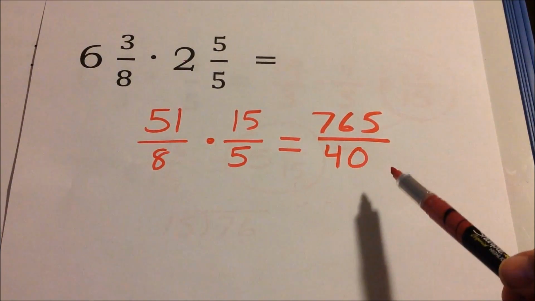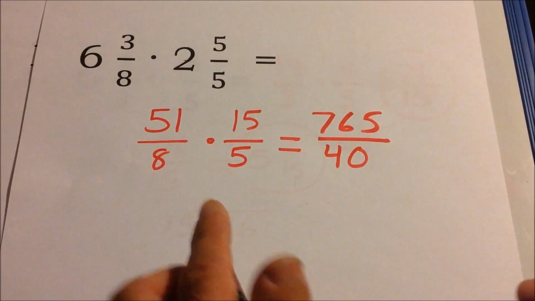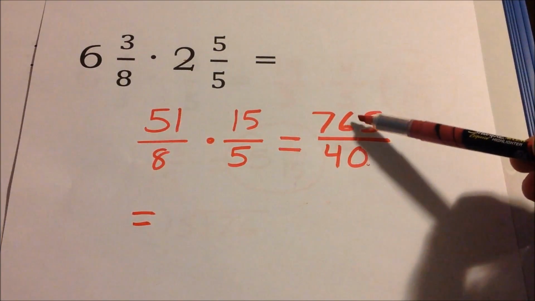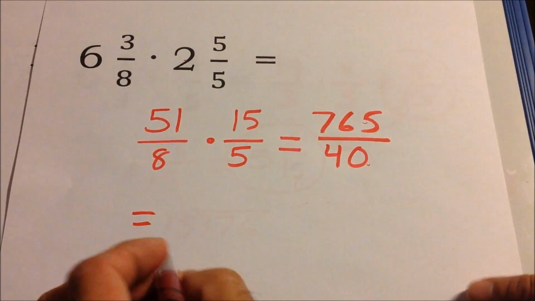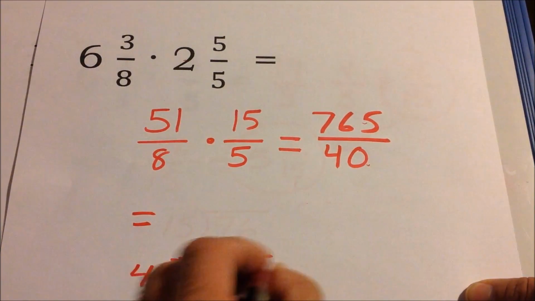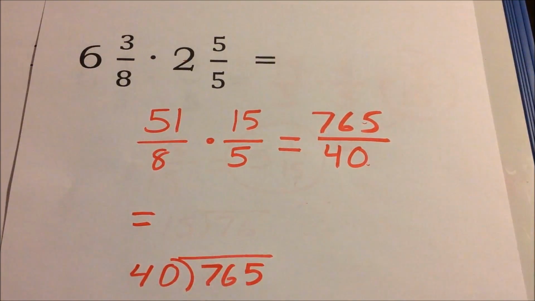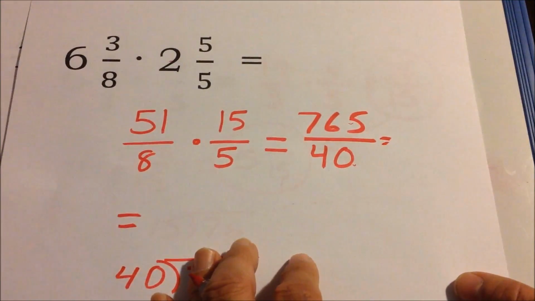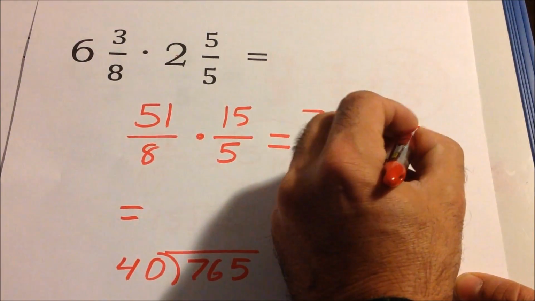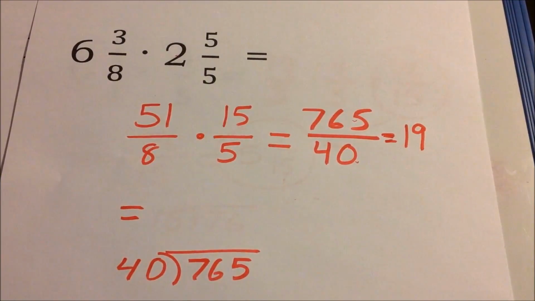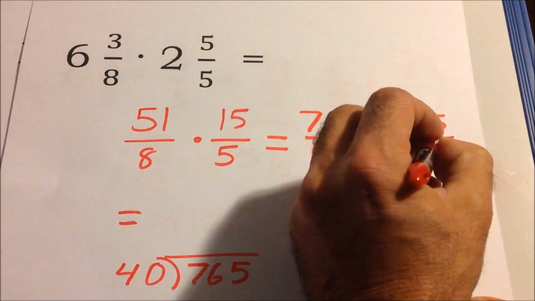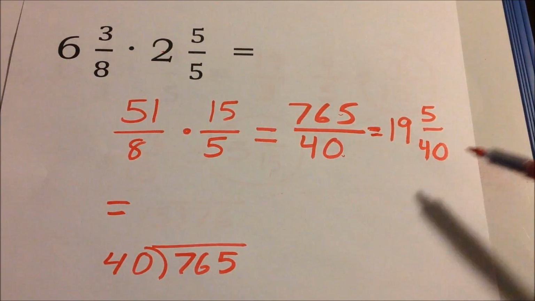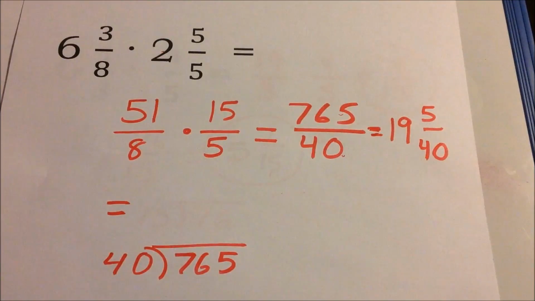So this is improper. So how would you make that a mixed number? So let's put another equal sign here. So how many times can we put 40 into 765? Right? You're dividing. You're saying 40 into 765. How many times? Right? So 40, bring it over here, goes into 765 19 times. That gives us 760. And there's 5 left over. Okay. Now we could even simplify this further, but we'll do that on another video.